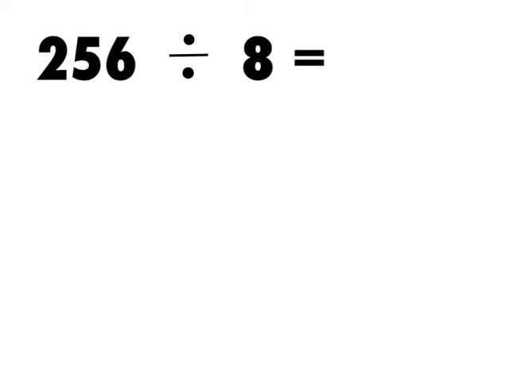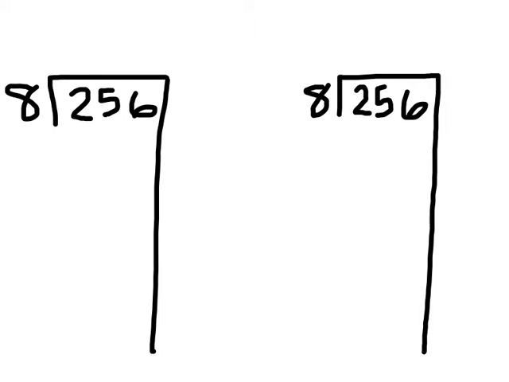I'm going to show you in this video how to use the Big 7 strategy for division. We're going to start by solving this problem: 256 divided by 8. To begin the strategy of the Big 7 for division, we draw a Big 7. We place the dividend in the center and the divisor on the outside.